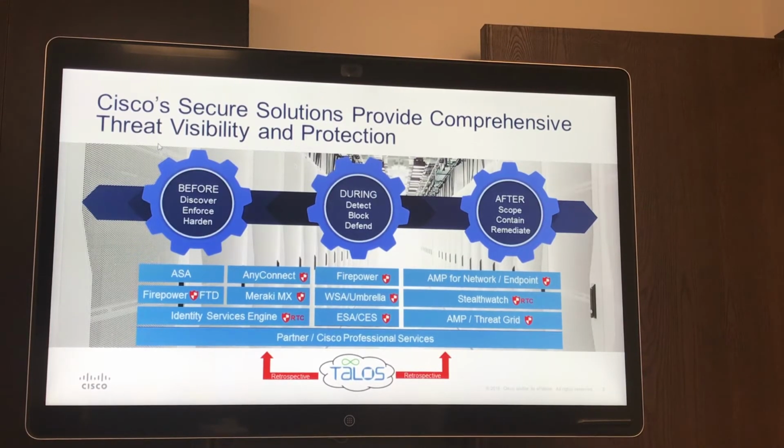And one of the most important things that Cisco can do is retrospective analysis, meaning that if certain files have gone into your network before they were regarded as malicious, after they become malicious or are known to be malicious, Cisco devices using advanced malware protection can go ahead and block them. And that's a presentation of the before, during, and after Cisco Network Security Framework.